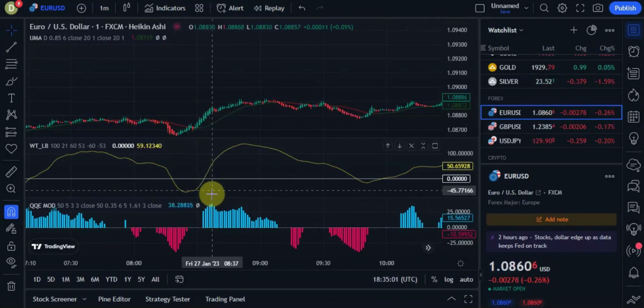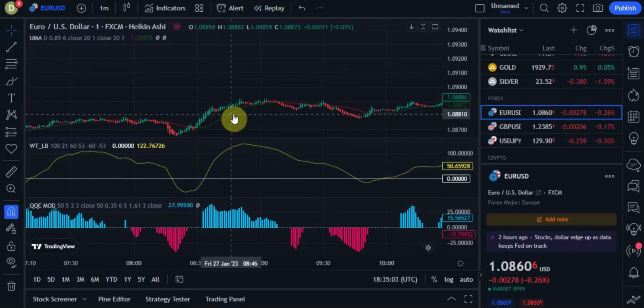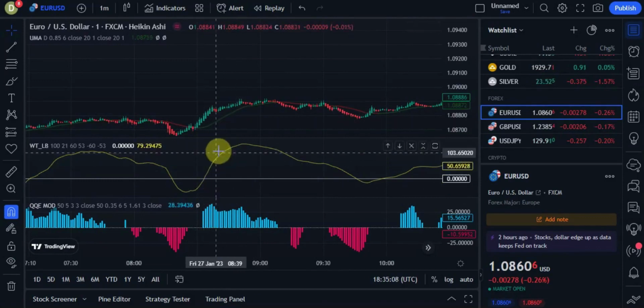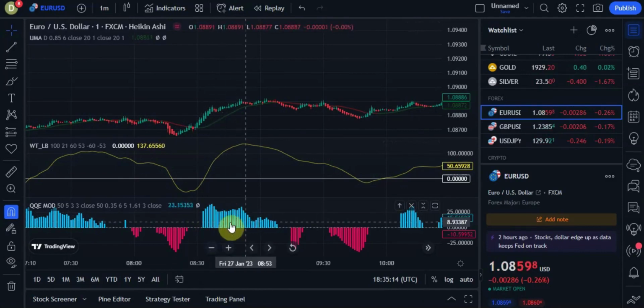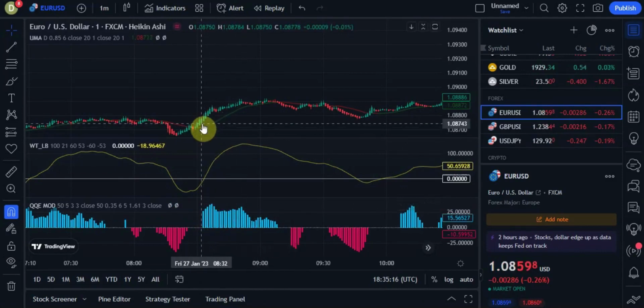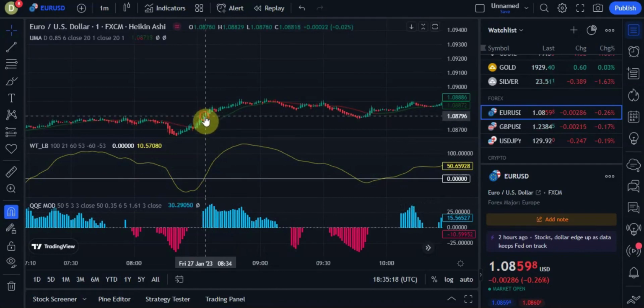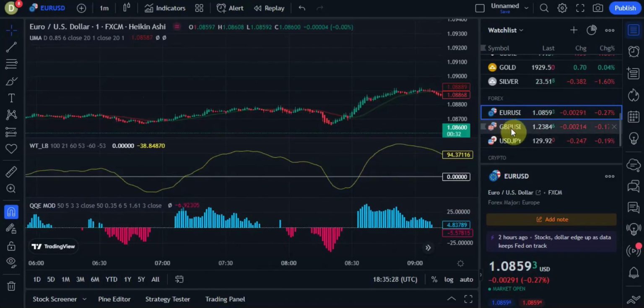Here's another good section here. We can see that the line is green with our ultimate moving average indicator, and also the wave trend oscillator is above the 0 line, and the QQE mod histogram is also above the 0 line here. So we can look at the histogram and it's blue, so we know that right here would be another good buy signal, okay? And also let's take a look at the GBP USD chart.